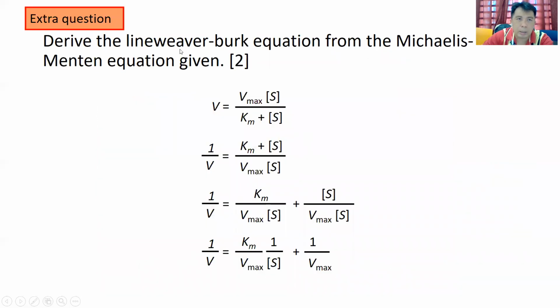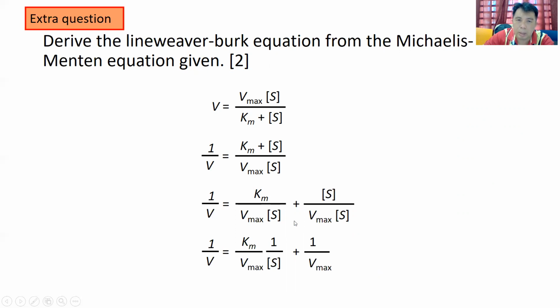Okay, then I add three questions later. The first extra question is: derive the Lineweaver-Burk equation from the Michaelis-Menten equation given. So the given here is V equals Vmax times substrate concentration divided by Km plus substrate concentration. In order to derive the Lineweaver-Burk equation, we want 1 over V first, so this one upside down. Then after that, you can get it.